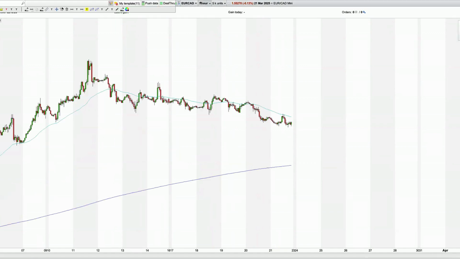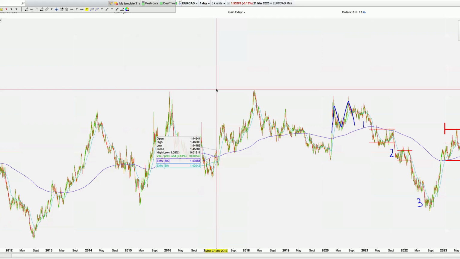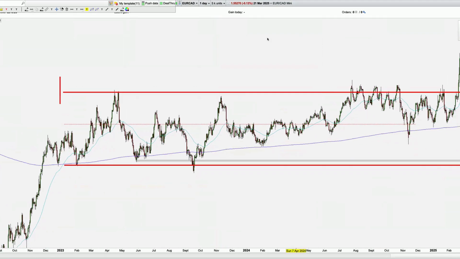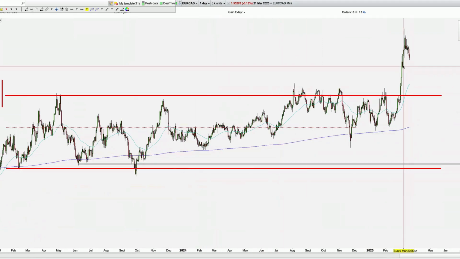EuroCAD. So another absolute proponent of the analysis. We've been stalking this for a while. Go back and look at the previous videos. We've been eyeing this up. Massive level 1 consolidation. Expect price to come back. Retest. There's not much more to say about that guy.